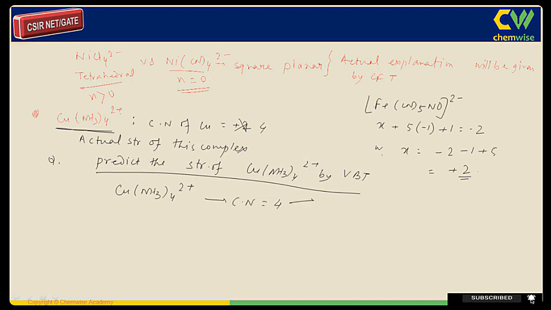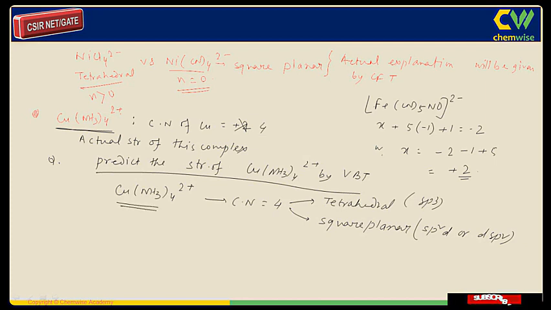So coordination number 4 means either it is tetrahedral or it is square planar. If it is square planar, then there are two possibilities: sp2d or dsp2. And if it is tetrahedral, then sp3, no problem. So what is the exact structure of [Cu(NH3)4]2+?